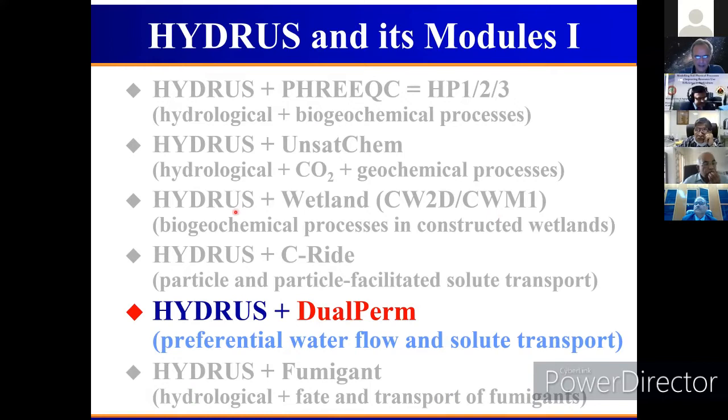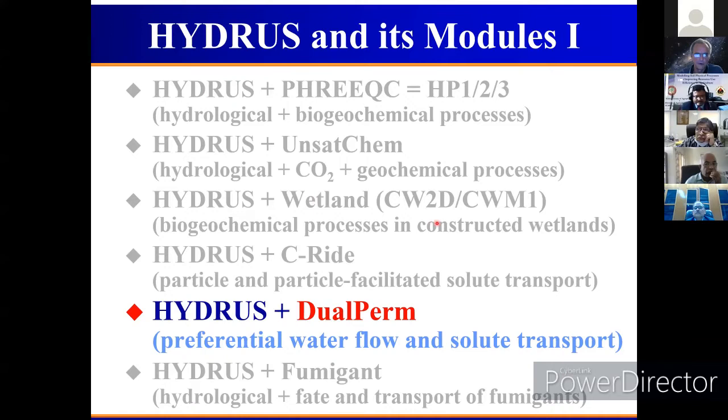Then we have a wetland module. I will not go into detail, but this is used to simulate processes in the wetlands. So we have multiple pools of carbon, multiple pools of nitrogen, different types of bacteria which are involved in nitrification, etc. And so that's a relatively complex module.